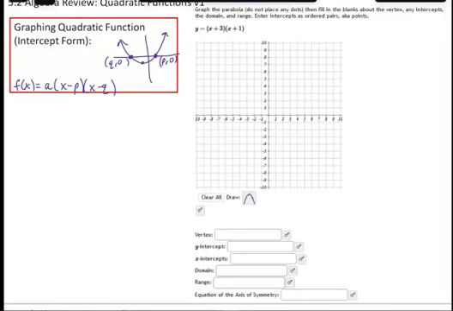And then your vertex, once again, is the average of those, and then whatever the corresponding y value is for that. Okay, so see if you can answer all of those questions for this function.